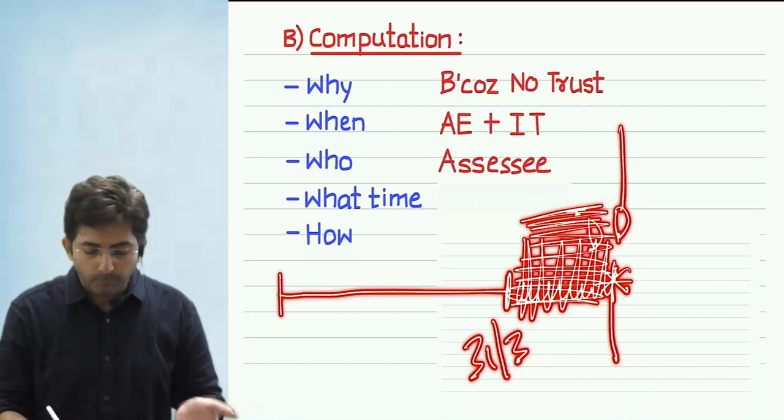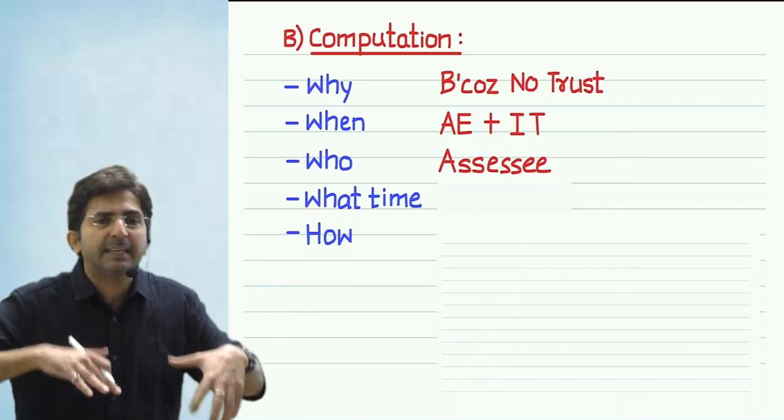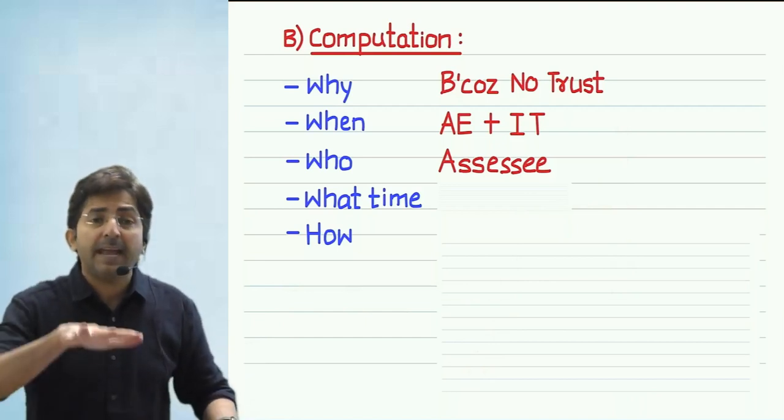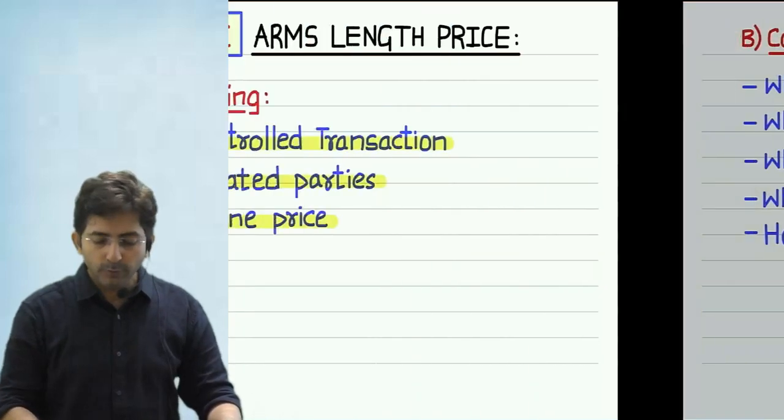Obviously, ALP will be computed after the year is over. Because when the year is going on, the transactions are taking place. And you know, if there are 10 transactions, there are 10 ALPs. You didn't understand. See here.